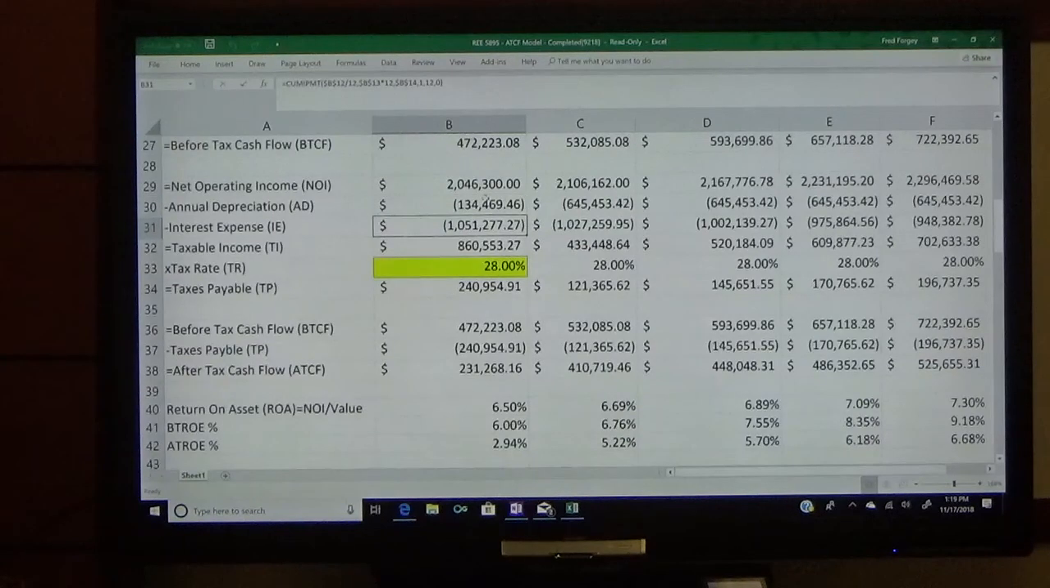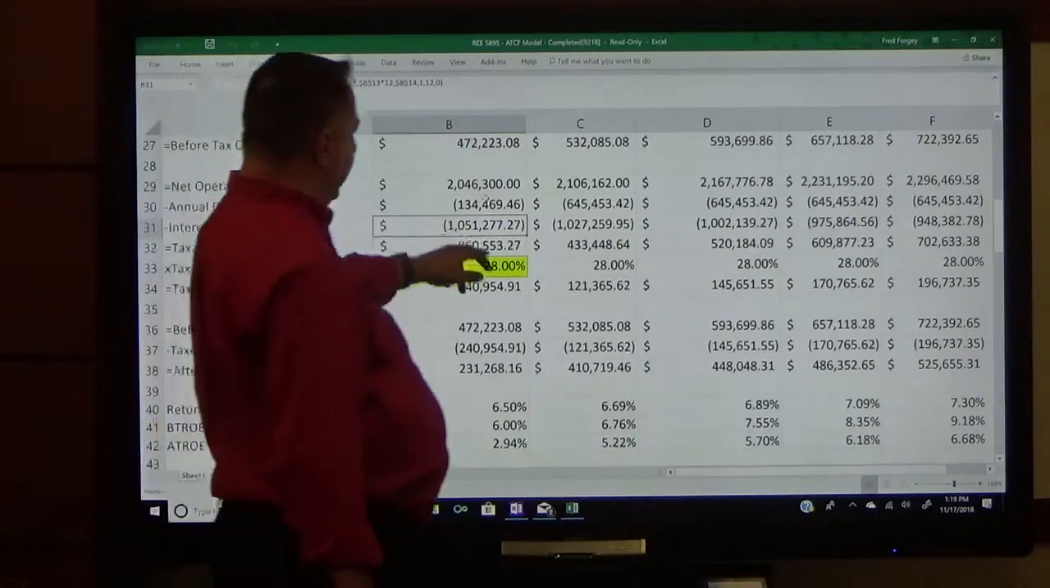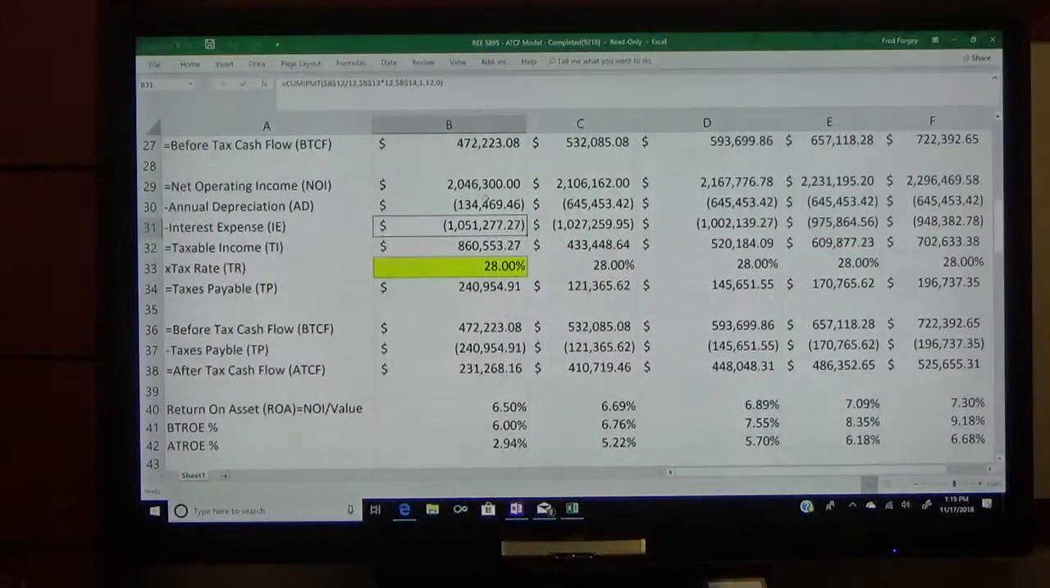So the next line item is the interest expense. With commercial real estate, with investment real estate, one of the tax deductions that you receive, not a tax credit, but a tax deduction, is to write off your interest expense. You don't get to write off the whole mortgage payment. You only get to write off the interest portion of your mortgage payment. So everybody hear me and understand that?